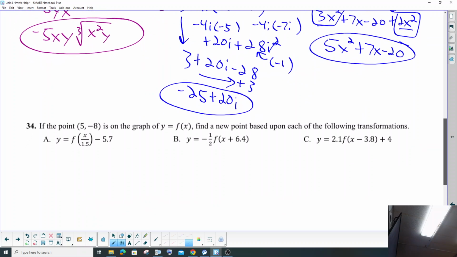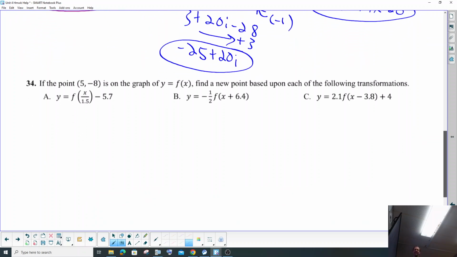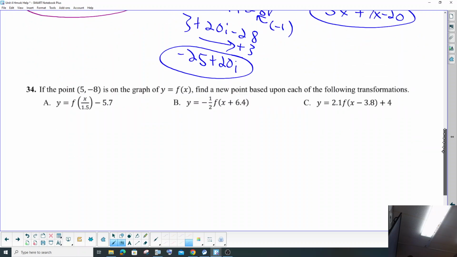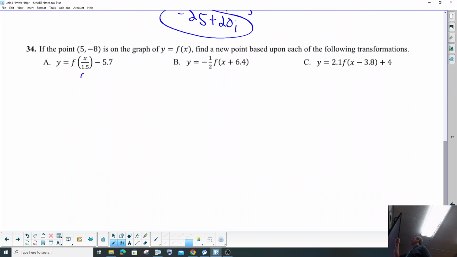Last but not least, we got to go ahead and take our point and transform it. Do you remember how to do that from Unit 1, Unit 2? So this is going to be the opposite because it's an x value. So we're going to take our x value and times it by 1.5. And then we're going to take our y value and just straight up add those together.